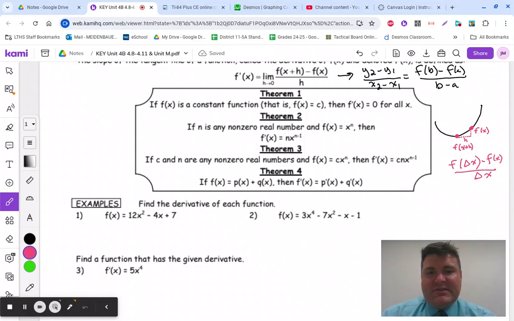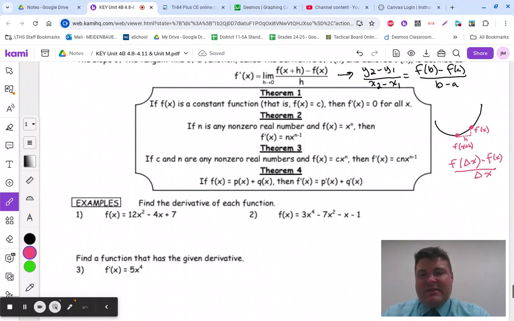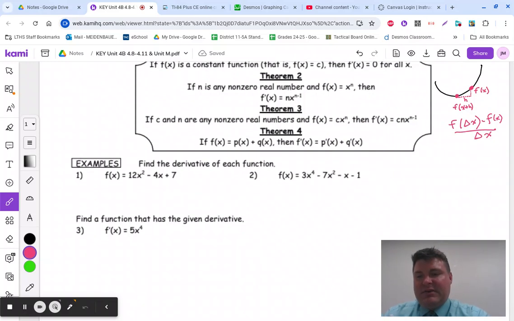Here's the theorem that says if f of x is a constant and we take the derivative of the constant, we get 0. That makes sense, because the derivative is slope, and slope is rate of change, so the slope of a constant value is 0. Then we have the power rule, which is theorem 2. You take the nth power, multiply it by the coefficient, and subtract 1 from the power. You can do that if terms are being added or subtracted. Theorems 3 and 4 build off of that one.